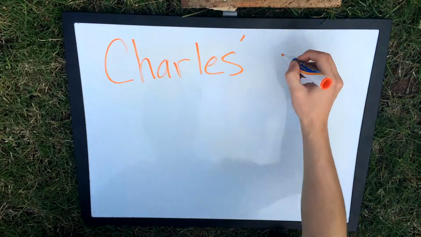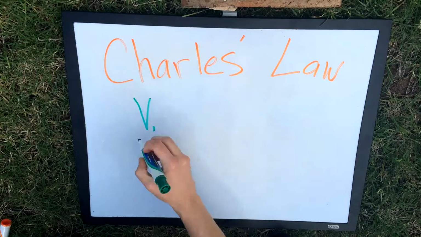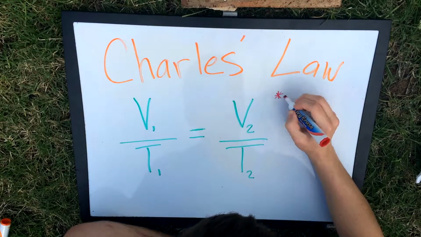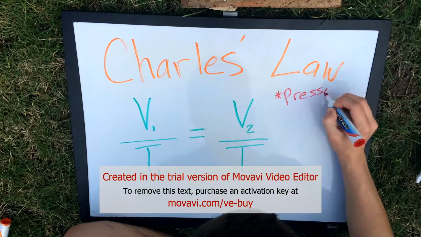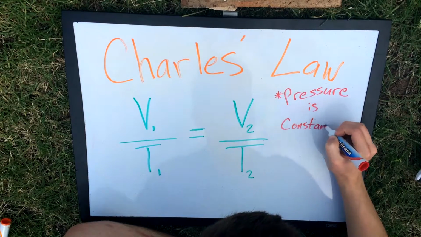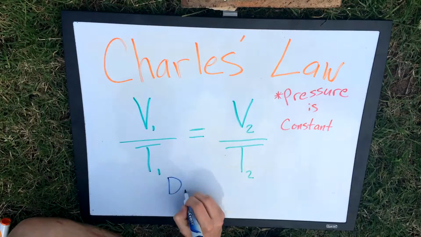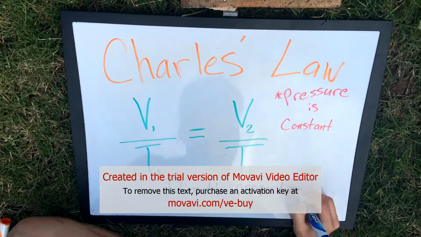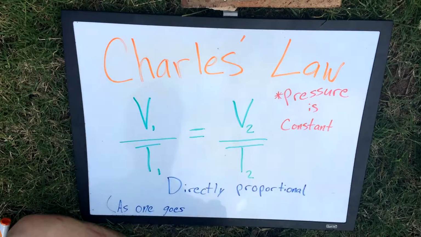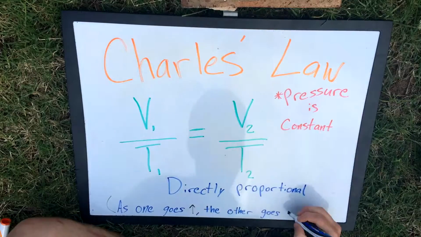The next law we will discuss is Charles' law. Charles' law deals with the volume and the temperature of a gas. The equation for Charles' law is volume 1 over temperature 1 is equal to volume 2 over temperature 2, where V is the volume and T is the temperature. When dealing with Charles' law, the pressure remains constant within this equation. The temperature always has to be in Kelvin and never Celsius. The relationship between the two is directly proportional, which means as one goes up, the other goes up as well.